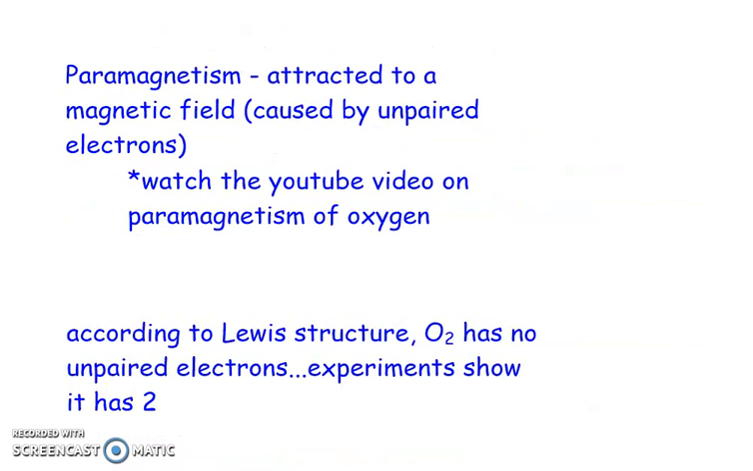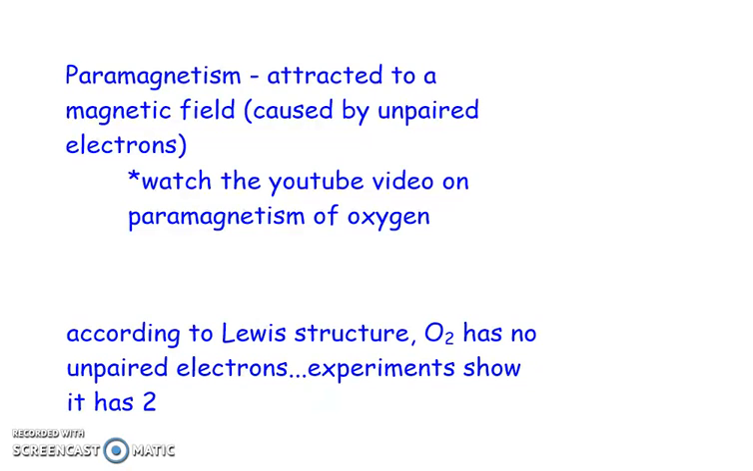One of the reasons we need molecular orbital theory as opposed to the others that we've already discussed is because of paramagnetism, which is when something is attracted to a magnetic field, and this is caused by unpaired electrons. So pause this video and watch the YouTube video I have linked on your account that shows the paramagnetism of oxygen.